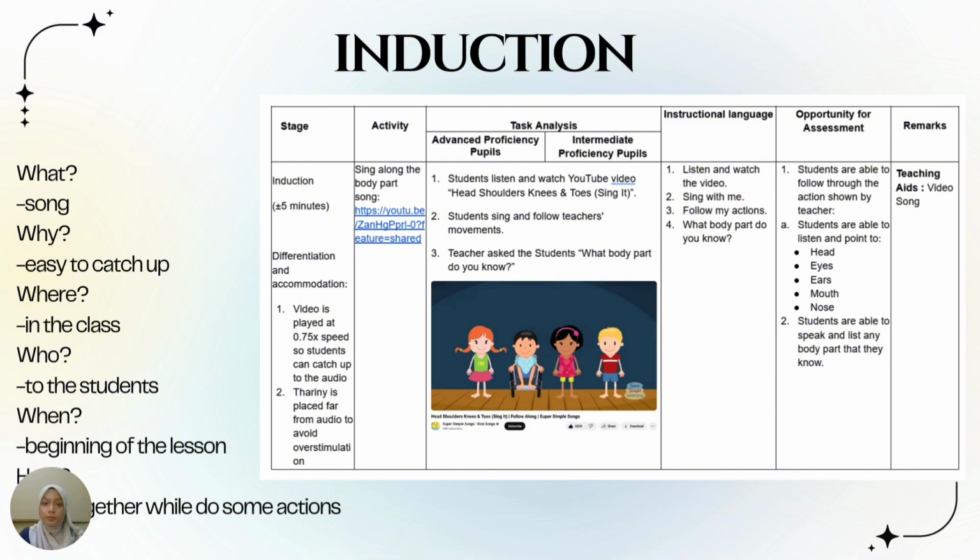So the opportunity for assessment that I decided to put during the induction stage is that students are able to follow through the actions shown by the teacher, such as students are able to listen and point to head, eyes, ears, mouth, and nose. And students are able to speak and list any body part that they know.